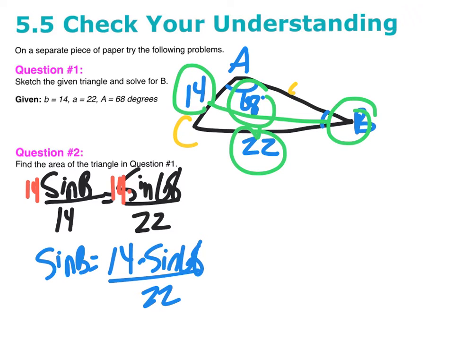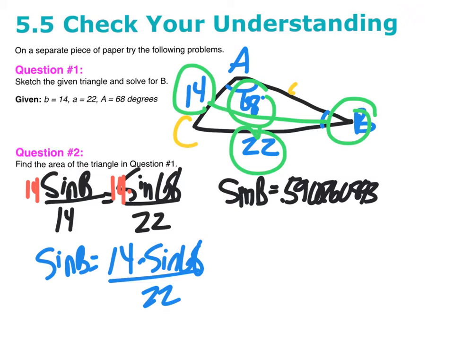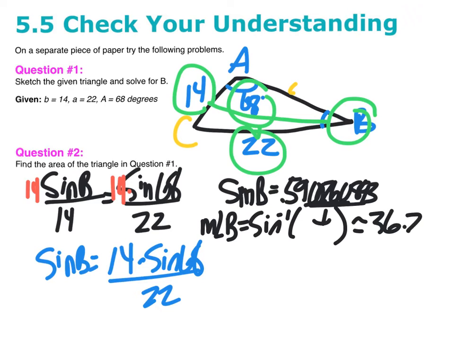When I do that, the sine of B is going to be equal to 0.5900260893. I don't want to round too much because it does cause some rounding errors. Now remember, to get the angle out of the word sine, all I have to do is the inverse sine. So the measurement of angle B is sine negative 1 of this same value I'm going to put there. And when I do that, I'm going to get that that angle is approximately 36.2 degrees.